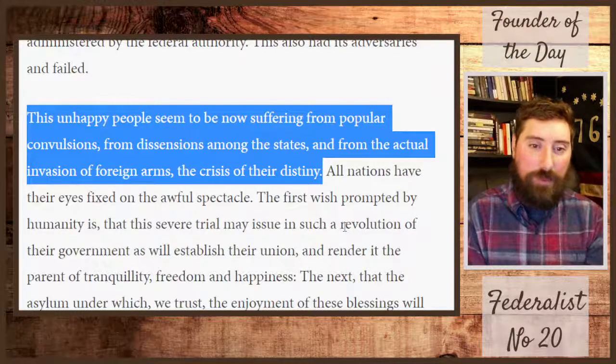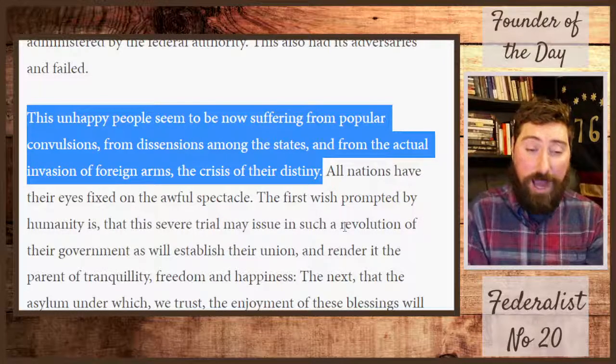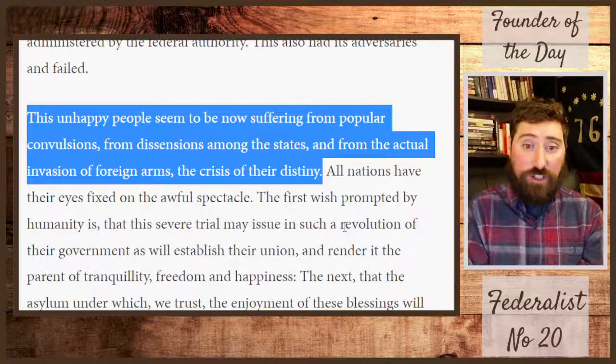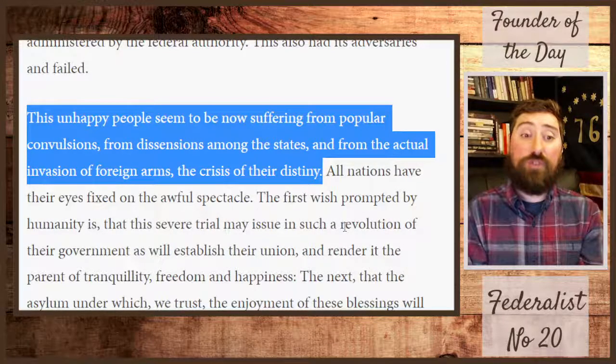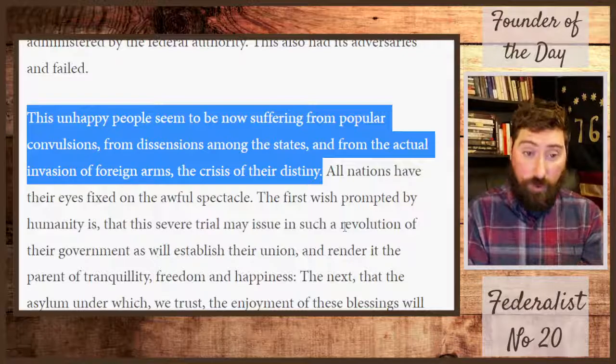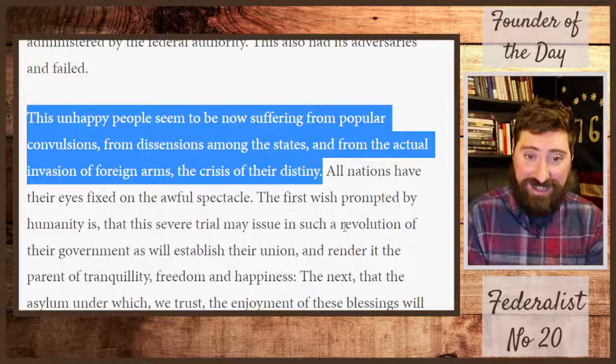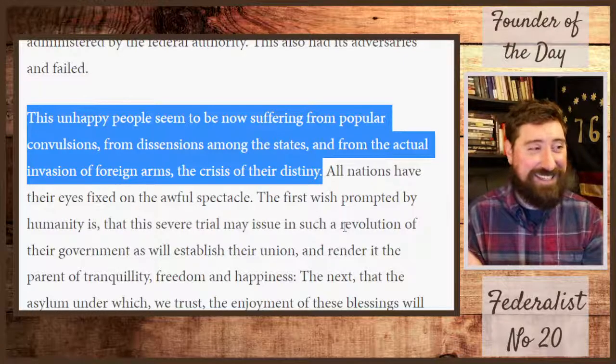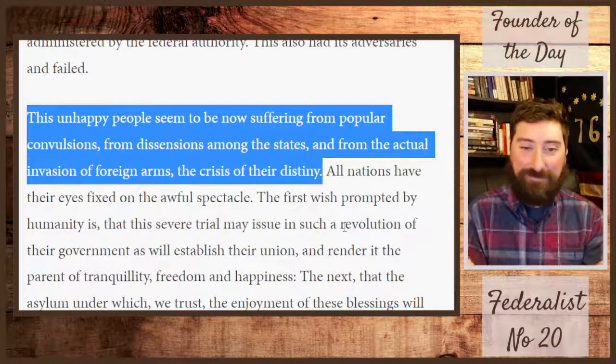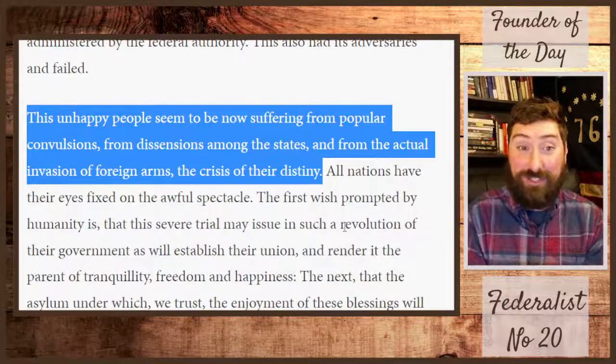This unhappy people seem to now be suffering from popular convulsions, from dissensions among the states, and from the actual invasions of foreign armies, the crisis of their destiny. I think that's supposed to be destiny, but they spelled things differently sometimes back then.